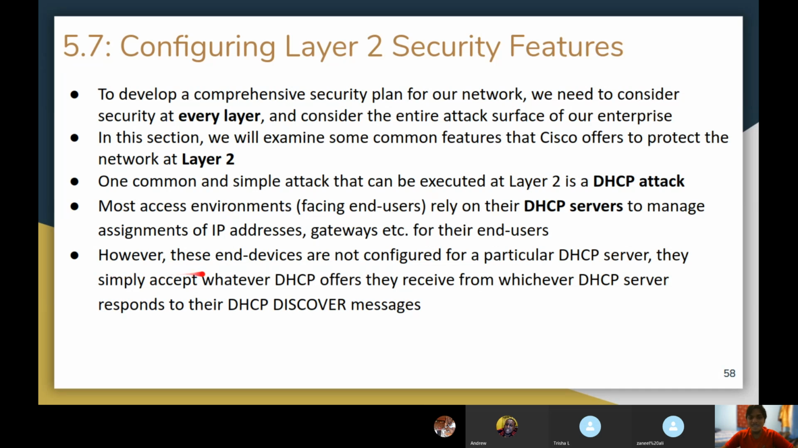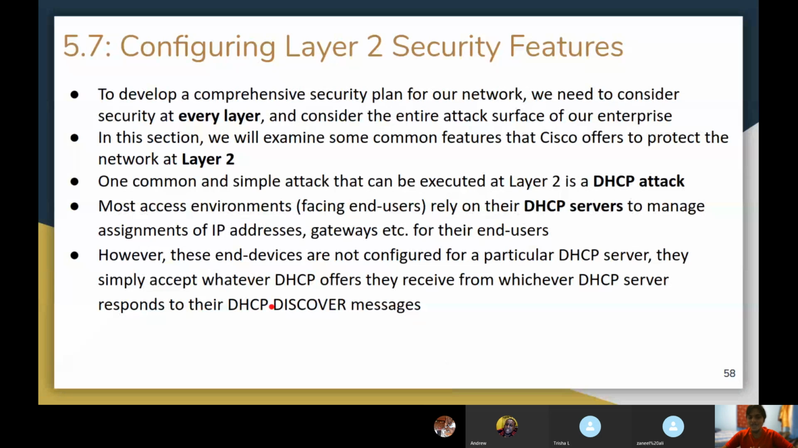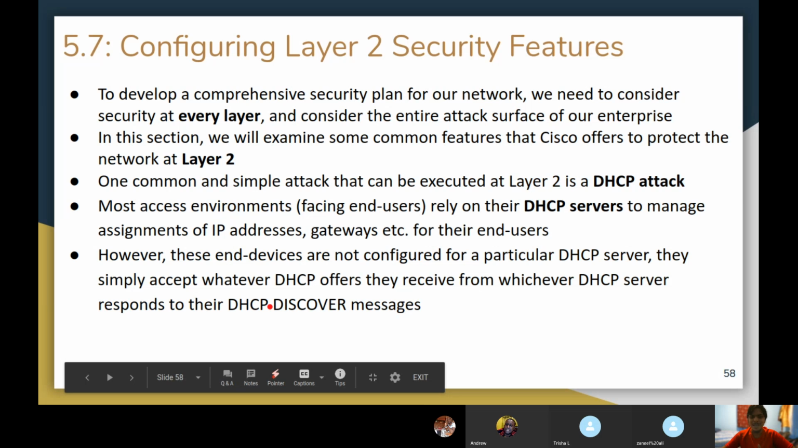However, these end devices are not configured for a particular DHCP server. They simply accept whatever DHCP offers they receive from whatever DHCP server responds to their DHCP discover message. So remember when we discussed the whole DHCP process, we went through this thing called DORA. And the very first message in that DORA process was DHCP discover, right? So just think of it like you reach home and you turn on the Wi-Fi in your phone. Your phone is going to send out this DHCP discover, which will basically tell your modem or your router, hey, I need an IP address. Are there any DHCP servers out there?